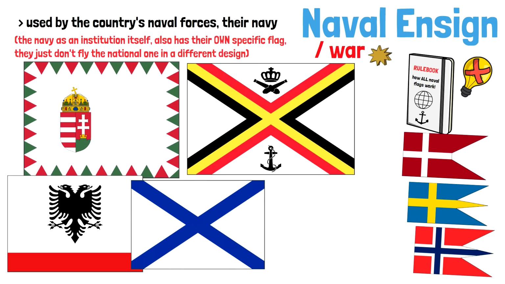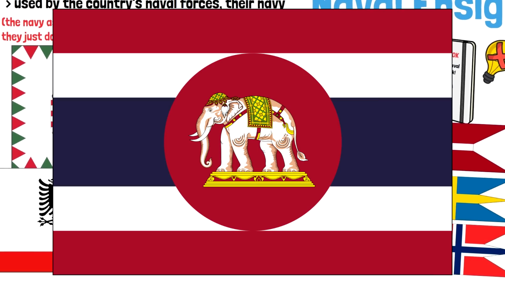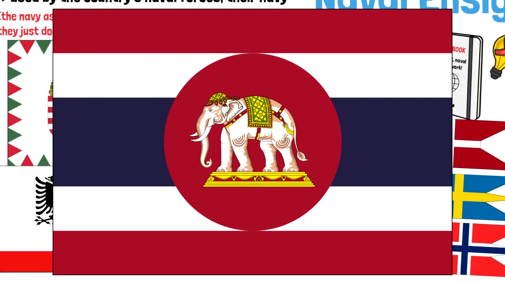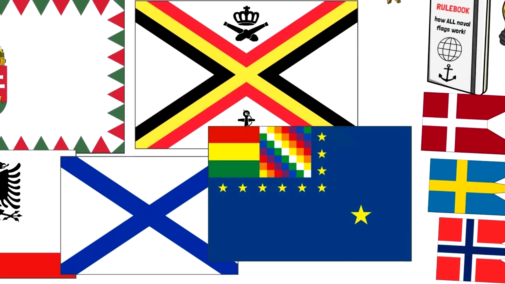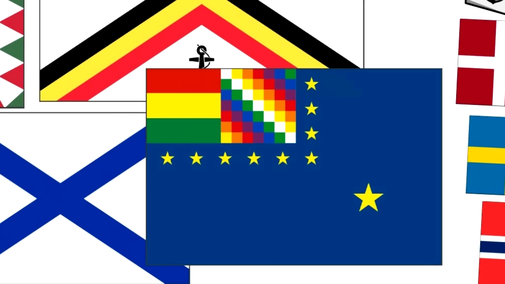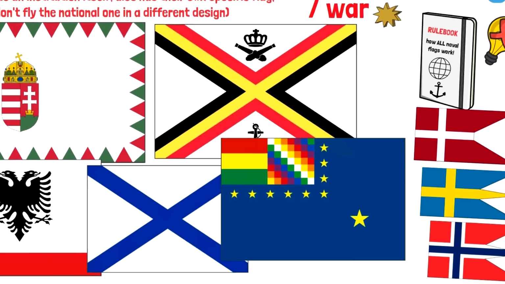Russia uses a blue saltire on a white field, and Thailand uses their flag with the national elephant symbol on a red circle in the center. Oh, and Bolivia's naval ensign is also really cool. A blue field, and on the top left it has the 2 national flags, and then some golden stars.